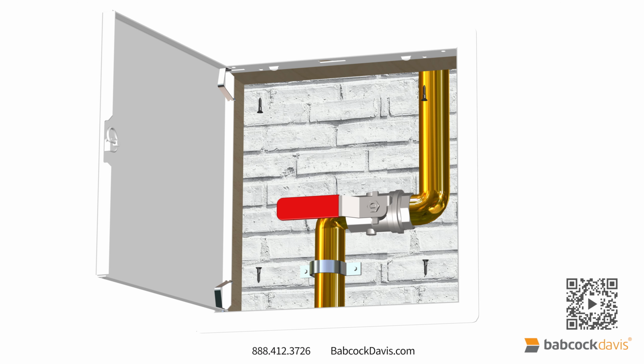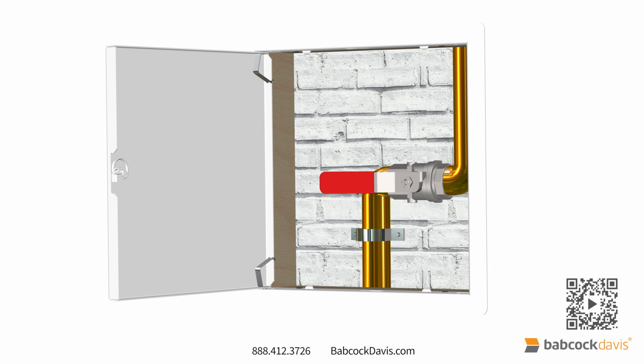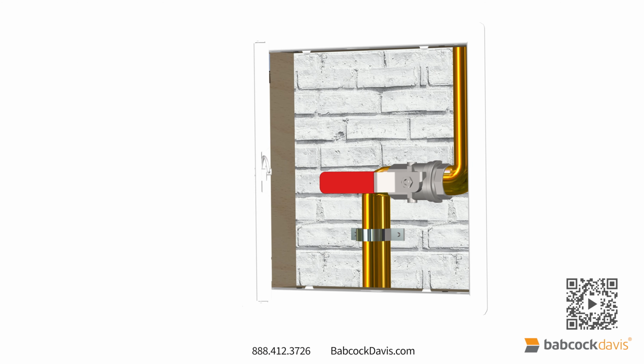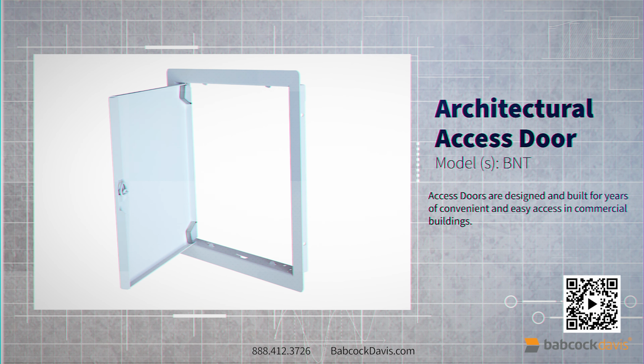Finally, secure the top and bottom. Insert the fasteners through the pre-drilled holes. Double check, and make sure the assembly is tightly secured. Congratulations! Installation of the architectural access door is now complete.